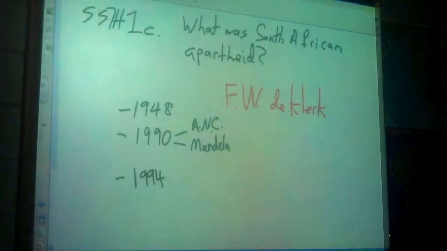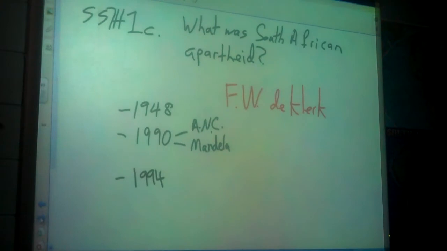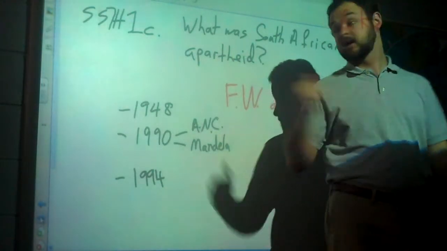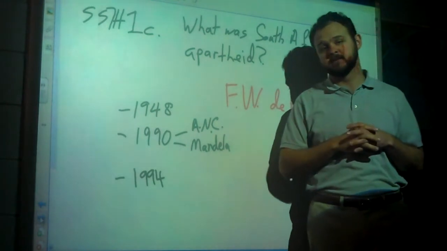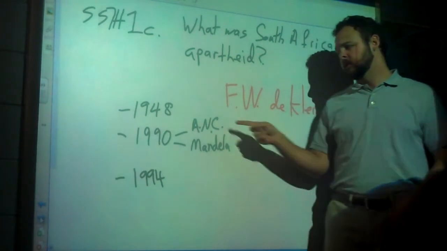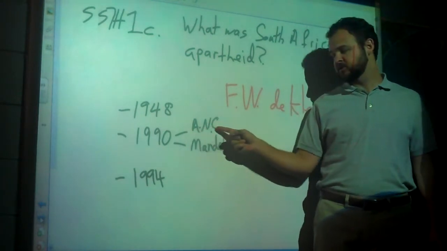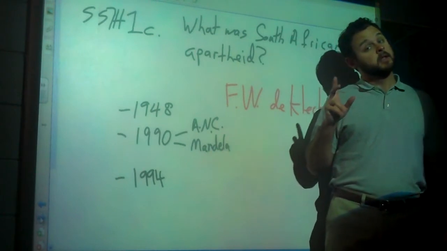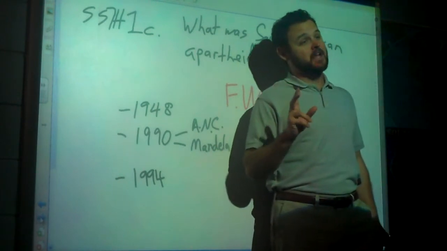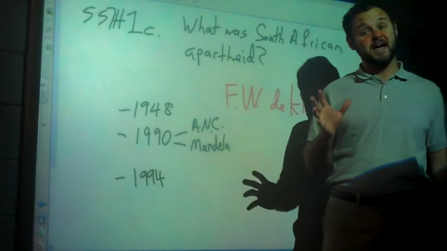He does something pretty special. He allows two things to happen. And this is really the beginning. He is the beginning of the end of apartheid in South Africa. First, he allows the African National Congress to meet. Now, what's important about that is the African National Congress was basically all black.